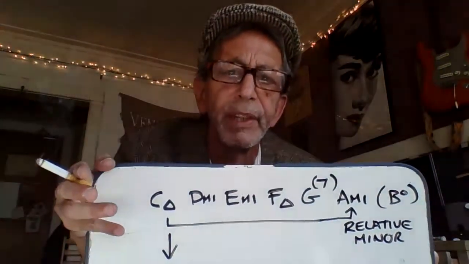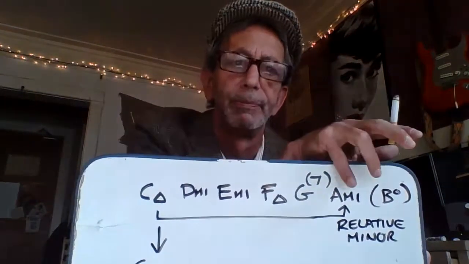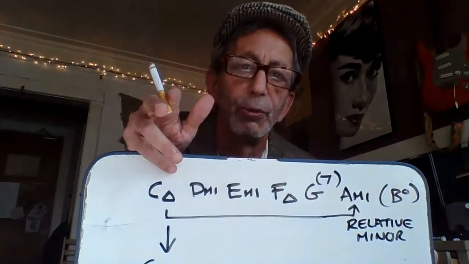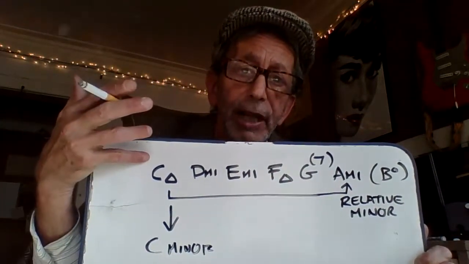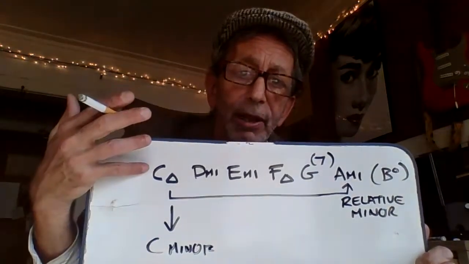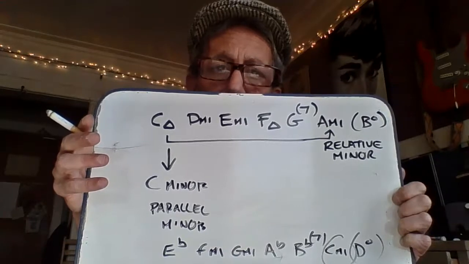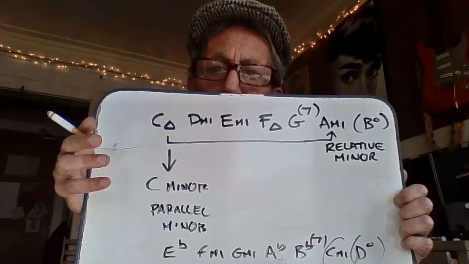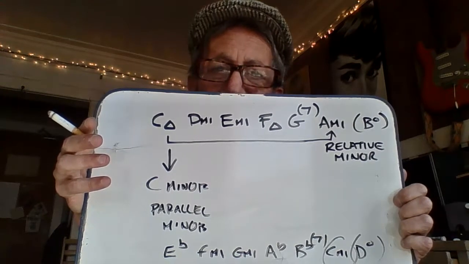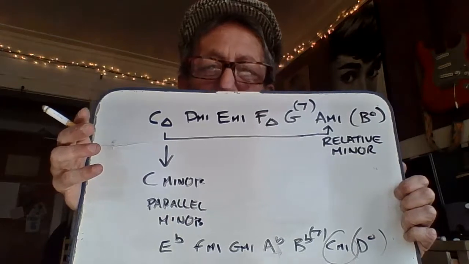Now, these can work in reverse. In other words, if I'm in the key of A minor, C major is the relative major. And if I'm in the key of C minor, C major is the parallel major to C minor. Okay. So, wow, I'm just realizing this is like a mirror image here. Oh, well, you'll have to stand on your head to understand this.